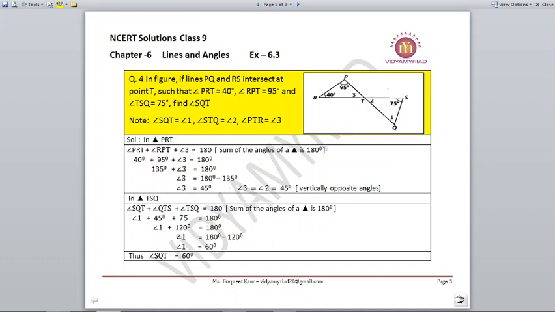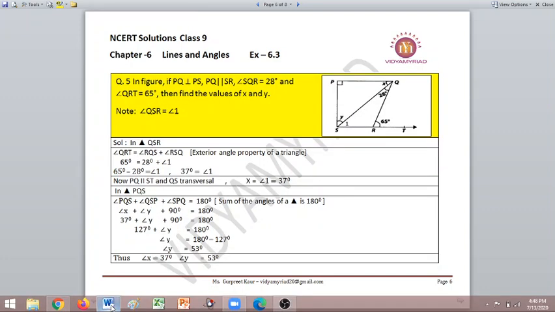Now we have to find out angle 1. So what we can do? We will use the triangle SQT or TSQ. Use the angle sum property. You have 75 degrees, you have 45 degrees, and angle 1 you can find out by subtracting from 180 degrees or by using the angle sum property, which comes out to be 60 degrees.